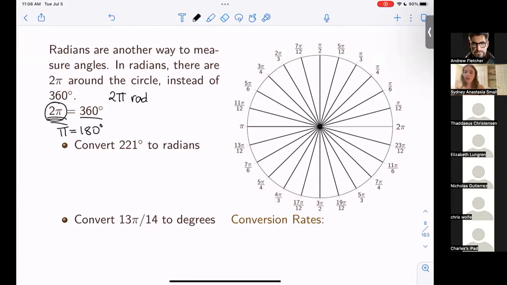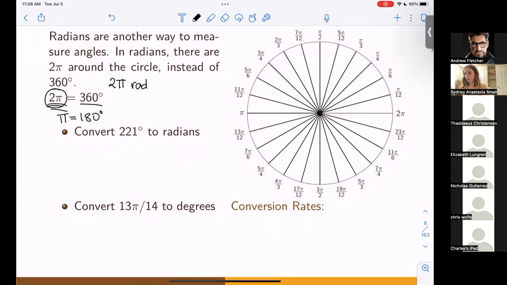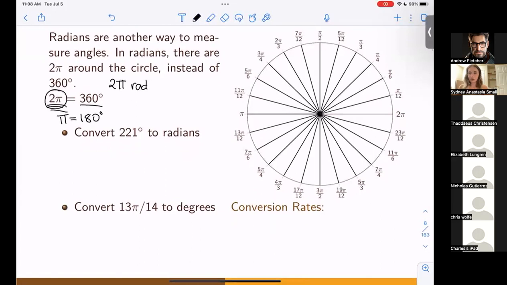So I will explain more about what a radian is in a minute, but I think it helps just to get a little bit comfortable with doing a couple examples with conversions first, just to get a feel for how they work. So we're going to do an example in each direction, first starting with converting what we're comfortable with, degrees, into radians. So convert 221 degrees to radians.